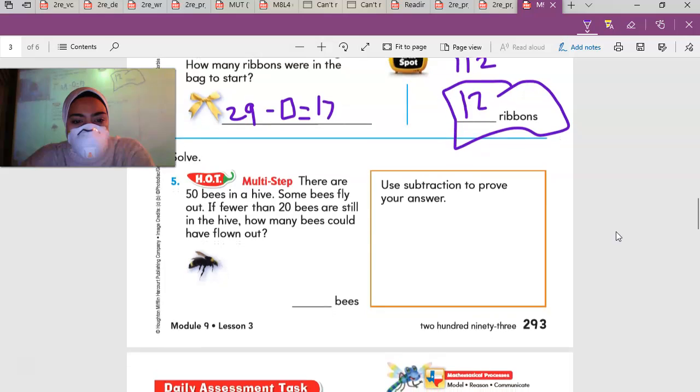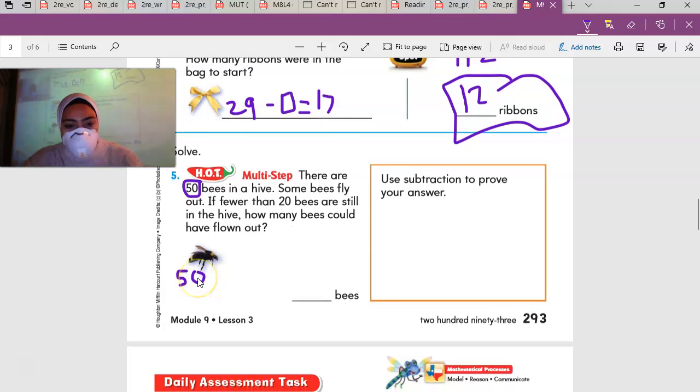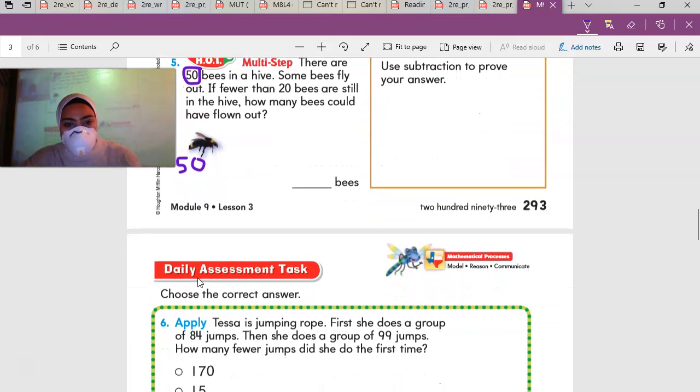There are 50 bees in a hive. How many? 50. Some bees fly out. Hold on, let me write that. Use the subtract to prove your answer. So I have 50 bees in a hive. Some bees fly out. We don't know how many, but we know when we see the word some, we're going to write a box.